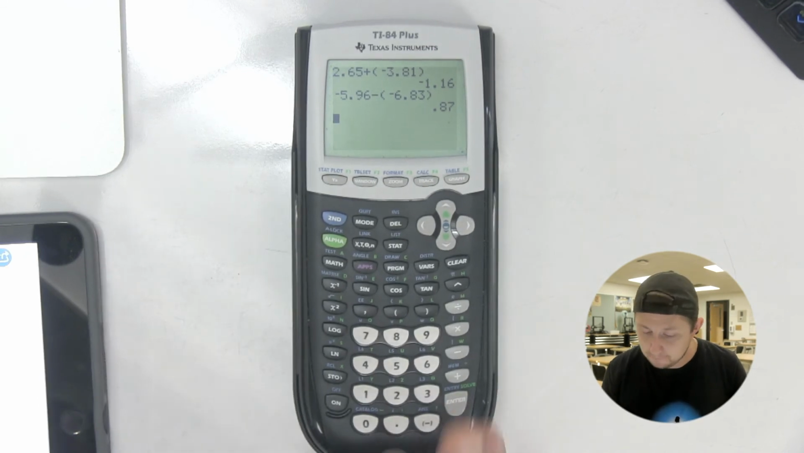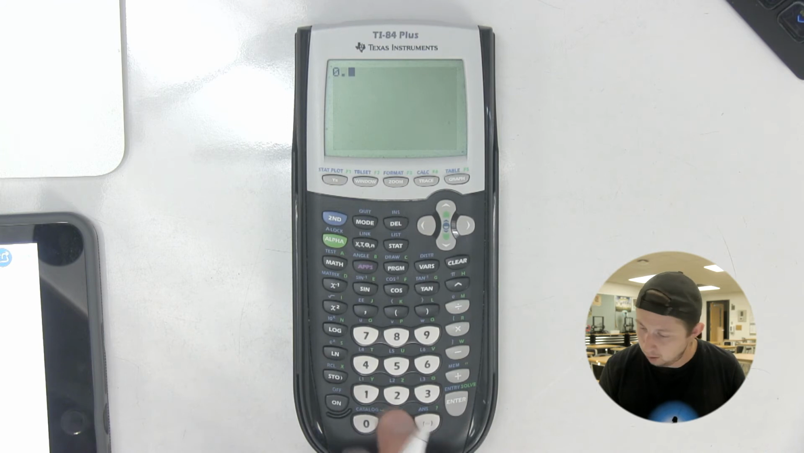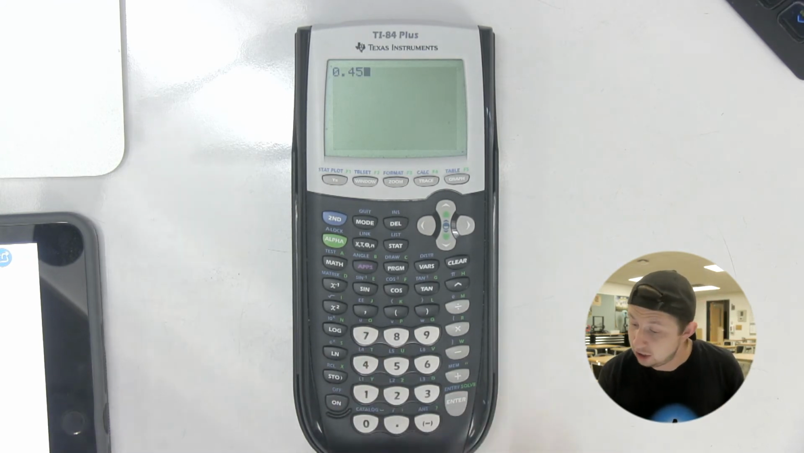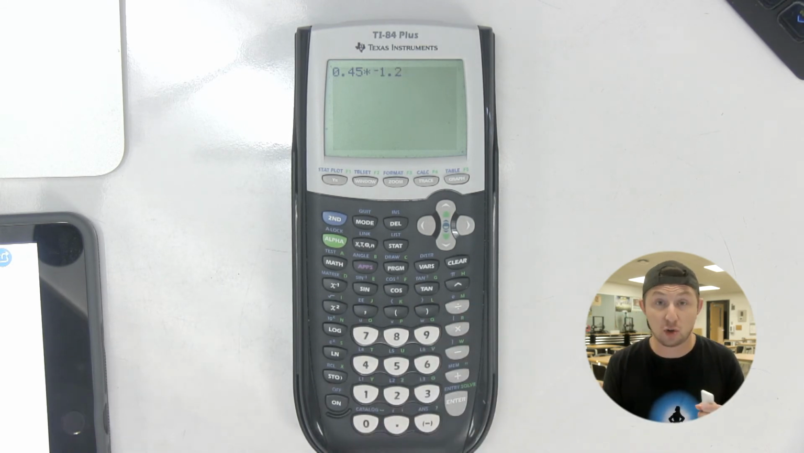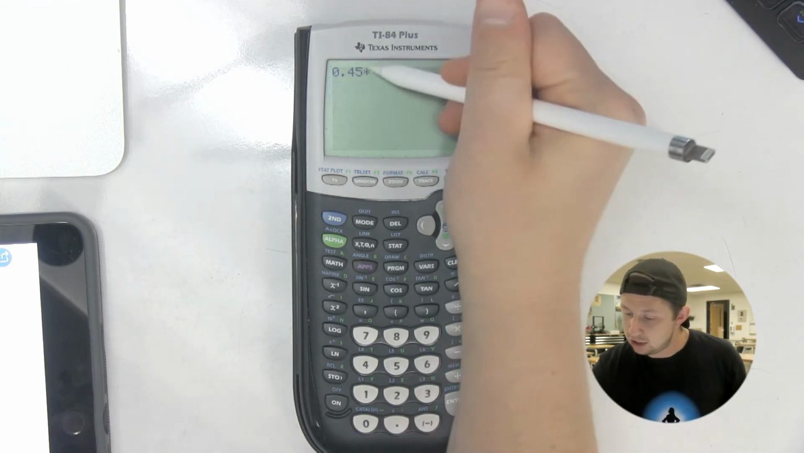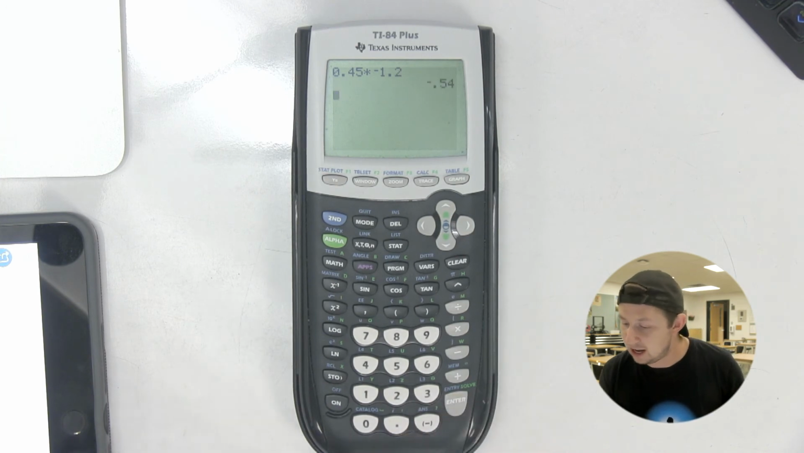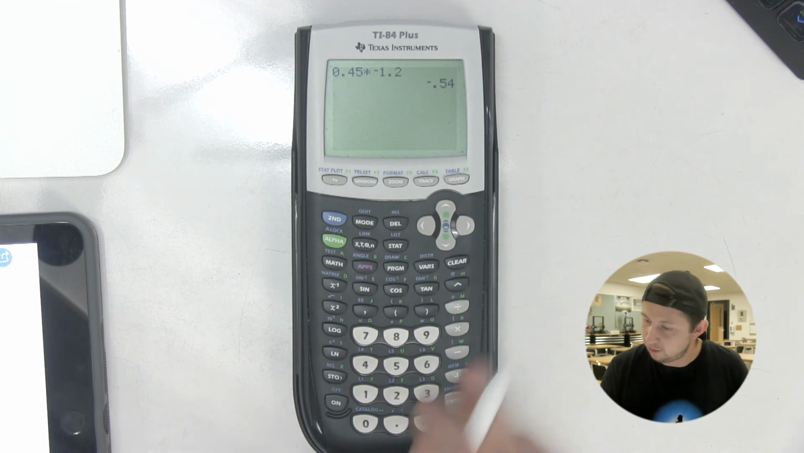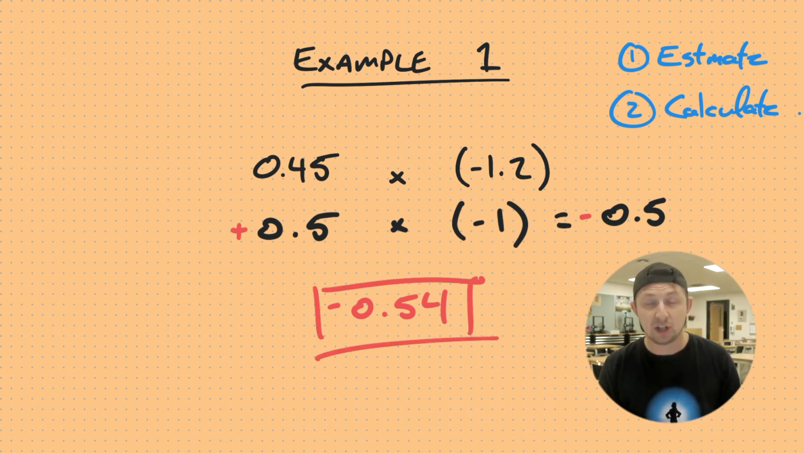But let's go ahead and punch this into our calculator. We're going with our original equation here: 0.45 times a negative 1.2. You could also close this off in brackets if you wanted, so you could put parentheses on either side. I'm okay to put it in just like this for now. I'm going to hit enter, and the answer that I get is negative 0.54. So that's really close to my estimate.